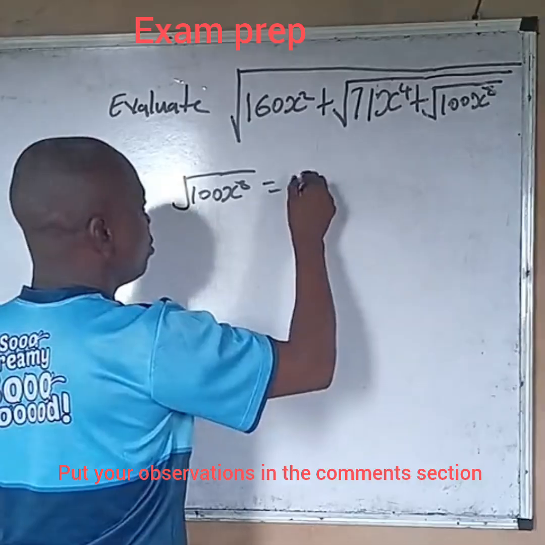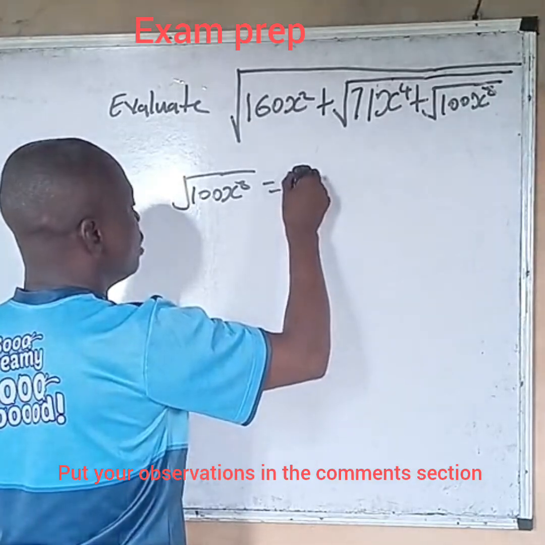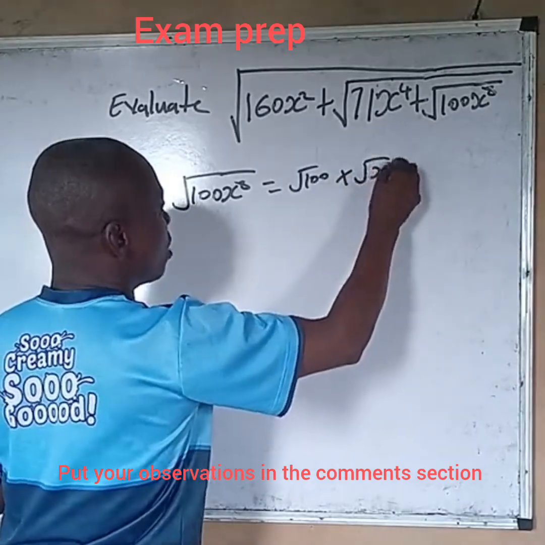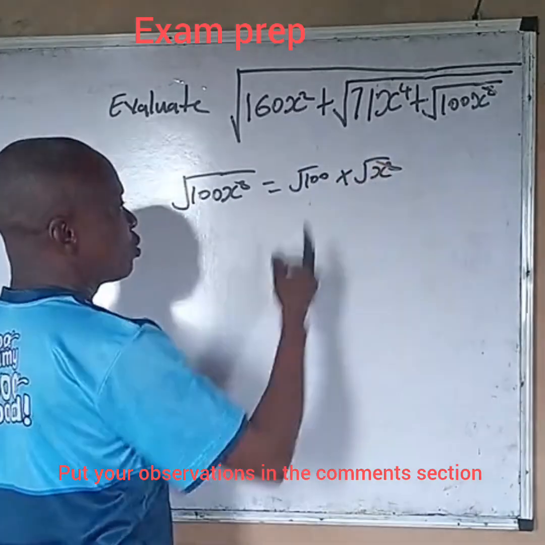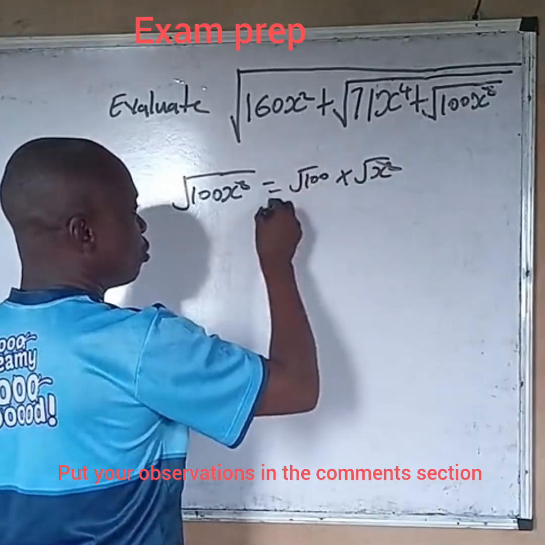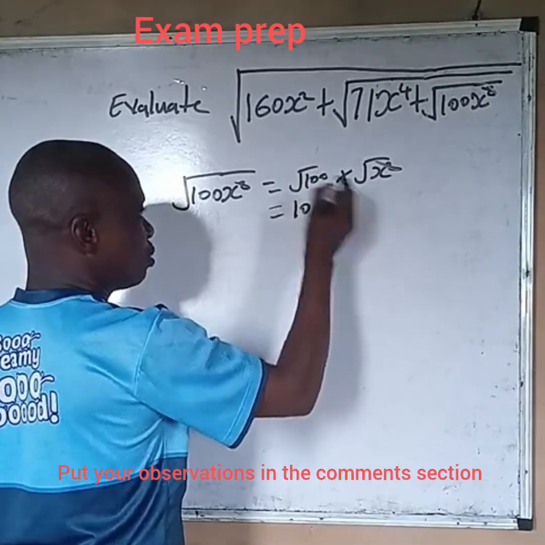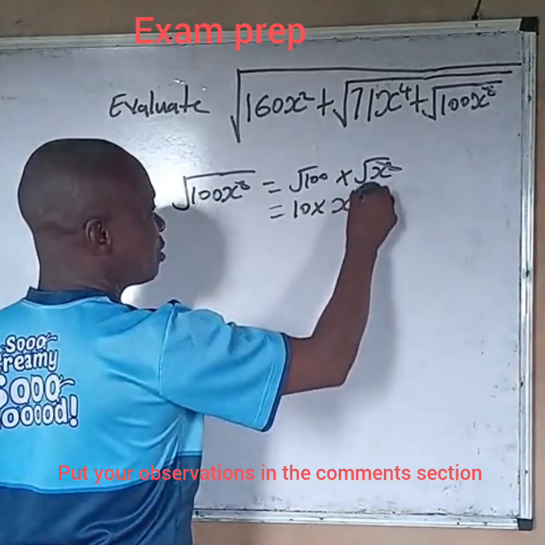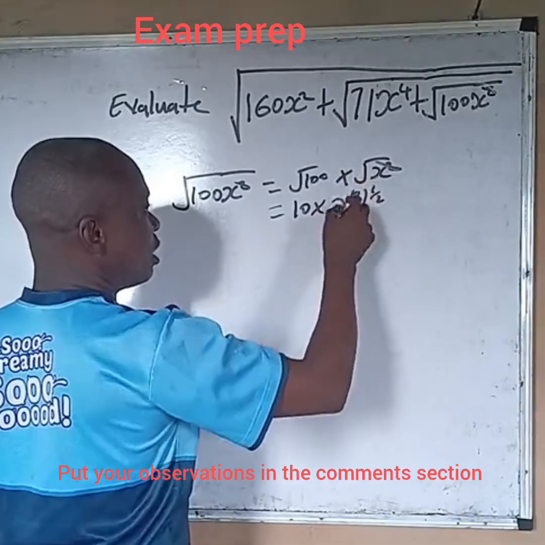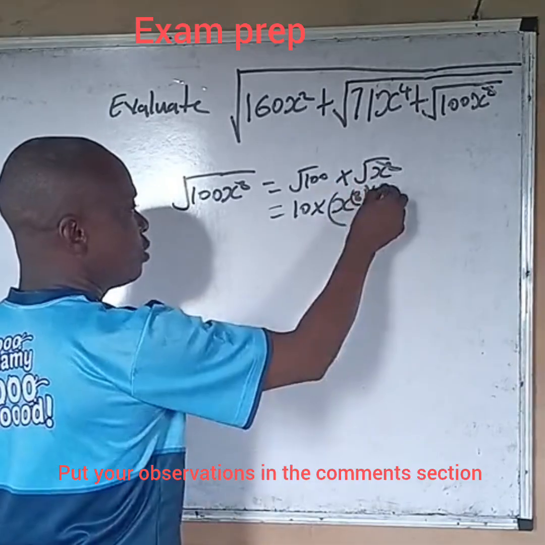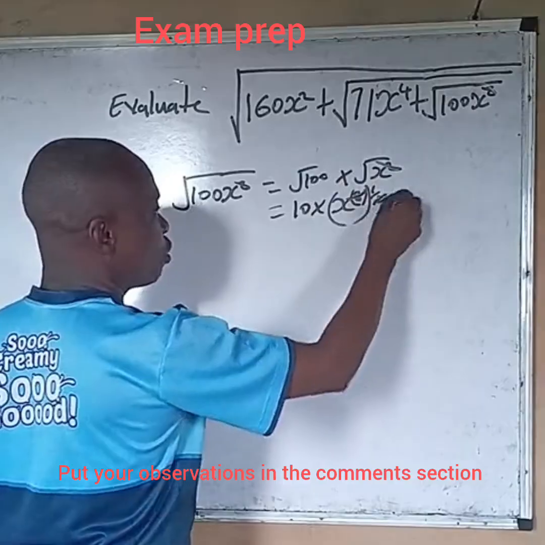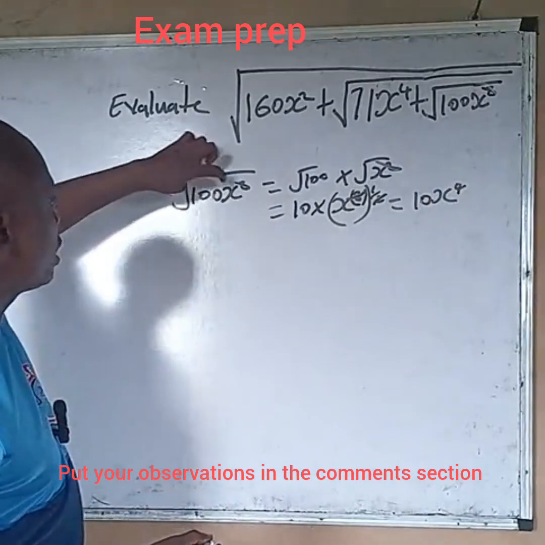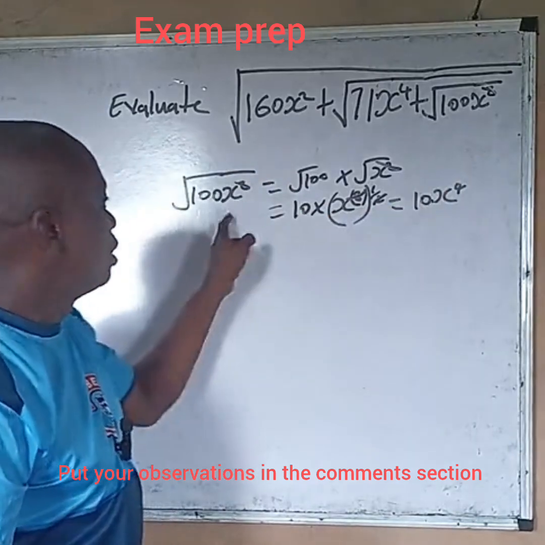Square root means half. So you are looking for the square root of 100, times the square root of x raised to the power 8. Like I said, square root means half. The square root of 100 is 10. But for this one, x raised to the power 8 times half, because the square root itself is half. Now the 2 will cancel 8, so you now have 4. So what you now have is 10x raised to the power 4, which means that the square root of 100x raised to the power 8 is 10x raised to the power 4. That is how you do it.